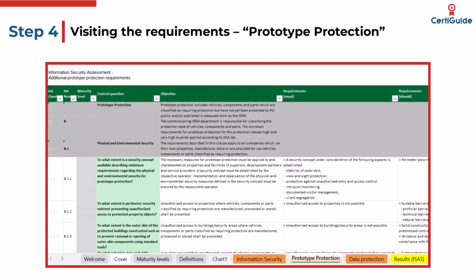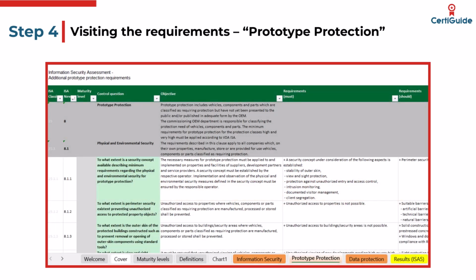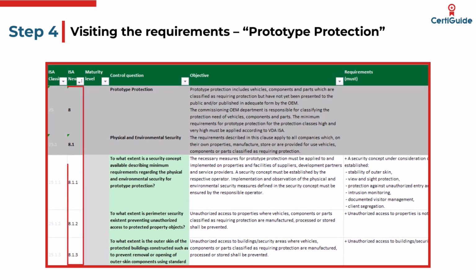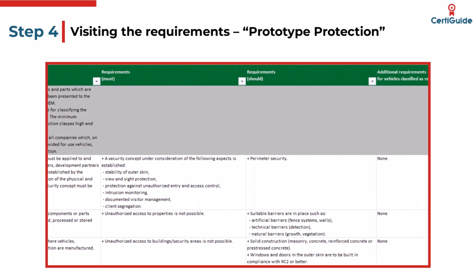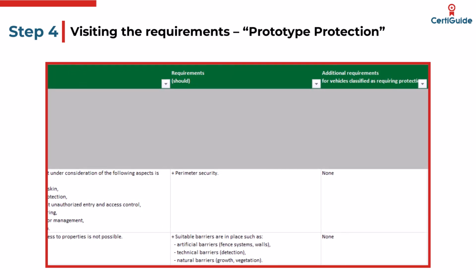Step 4. Visiting the requirements. Prototype protection. We now move on together to the second orange tab, Prototype protection, and look at how the requirements are organized here as well. The table columns are similar to those in the Information Security tab, but not quite the same. There is also a numbering, a maturity level, a control question, an objective, as well as must and should requirements. The same applies to these as to their siblings in the Information Security tab, which we discussed together in the previous step. Further to the right, however, is a difference in organization.